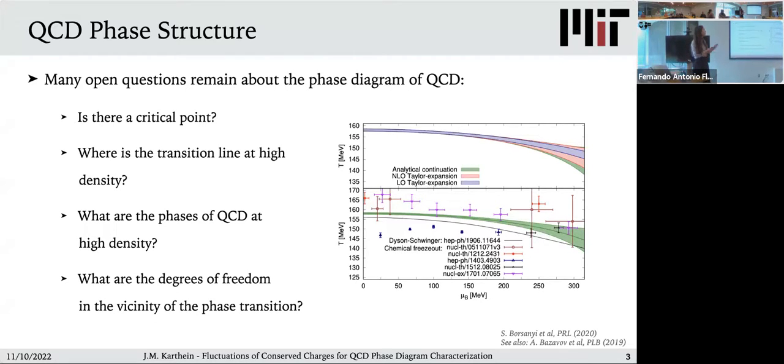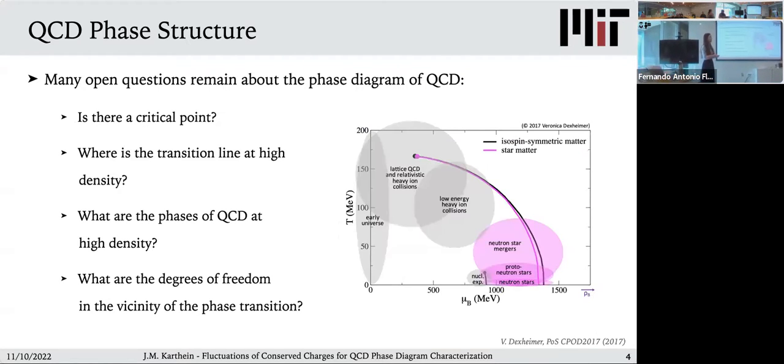So these results are the continuum extrapolated results from the Budapest collaboration. And what's shown in the secondary plot here is how that transition line compares to different freeze-out parameters from different experiments, different experimental data, and how you fit the freeze-out curves.